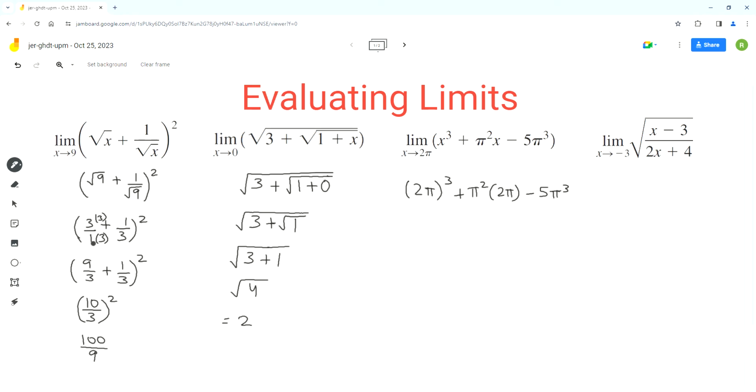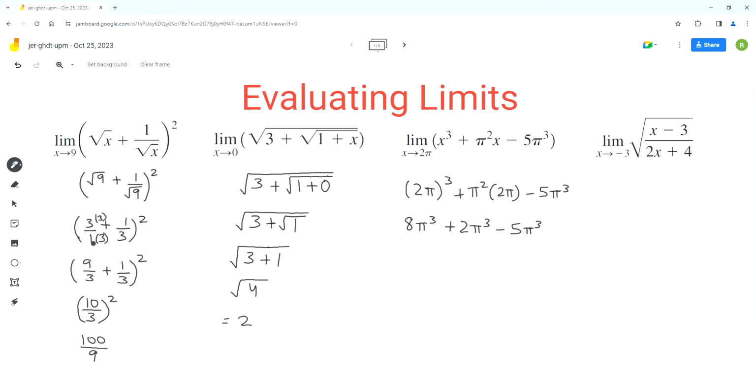Now we can simplify the terms. In the first term we have to do 2 to the power 3, which is 8, and then pi to the power 3, which is pi cubed. And in the next term we have to multiply pi squared by pi. So we get 2 pi cubed, and then minus 5 pi cubed.